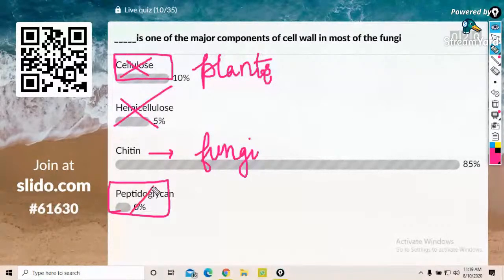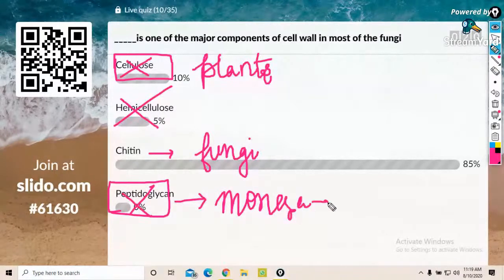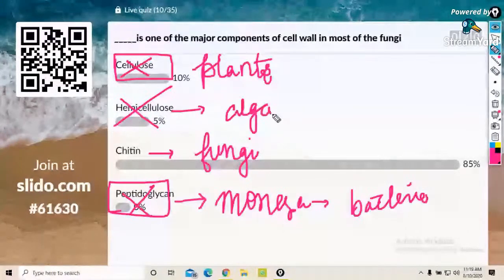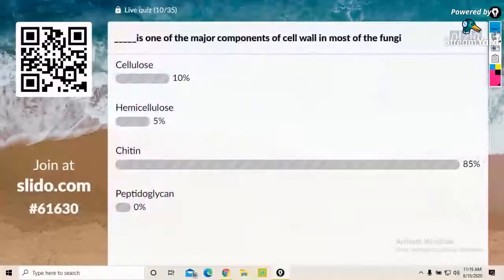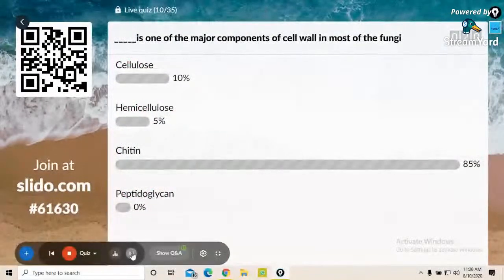Peptidoglycan in case of monerans, bacteria. Hemicellulose in case of certain algae, you can see. Fungi, chitin. Only 30 more days remaining for NEET 2020. Please keep it in mind and do for the next question.